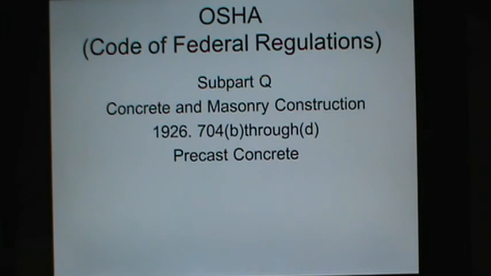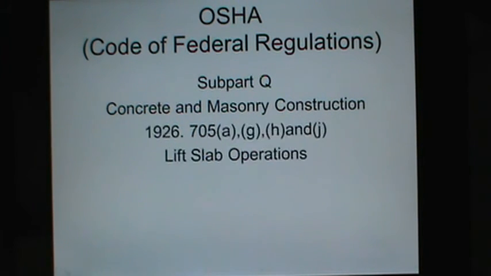Lifting inserts which are embedded or otherwise attached to precast other than tilt-up shall be capable of supporting 4 times the maximum intended load. And then paragraph D says lifting hardware shall be capable of supporting at least 5 times the maximum intended load. The hardware itself has to be able to withstand 5 times.